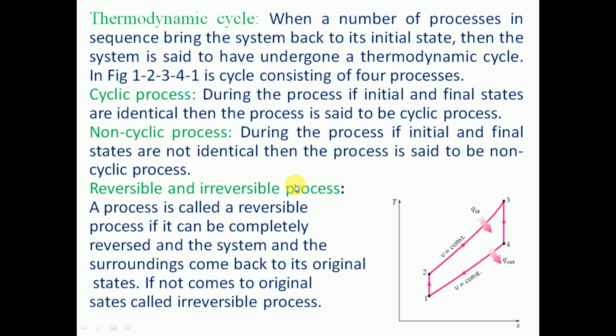These processes are again classified as reversible and irreversible processes. A process is called a reversible process if it can be completely reversed and both the system and the surroundings come back to their original states, from which it started. If they do not come back to the original states, it is called an irreversible process.